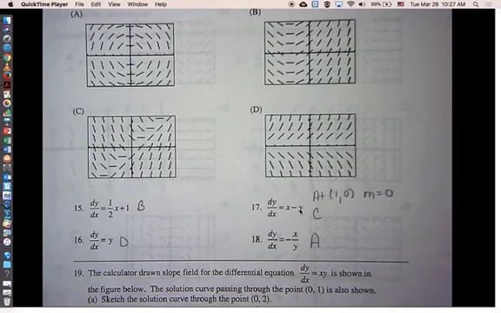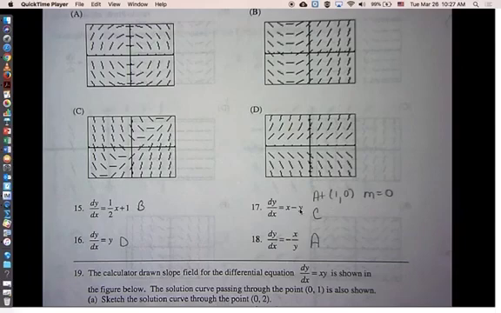I'm going to pick like 1, 1. At 1, 1, what should the slope be? 0. So at 1, 1, the slope should be 0. I know it's not that one. I know it's not that one. Aha, it's that one. So with just one point I can pick that one out.